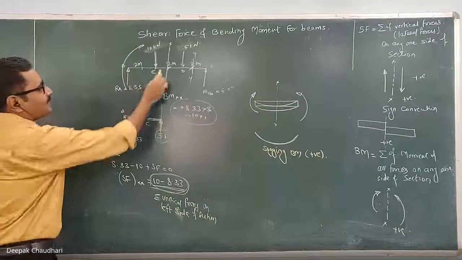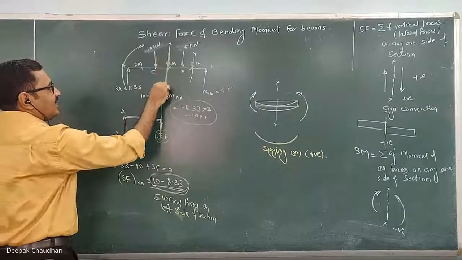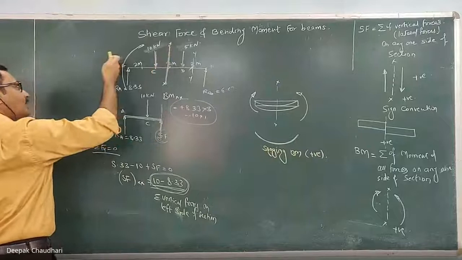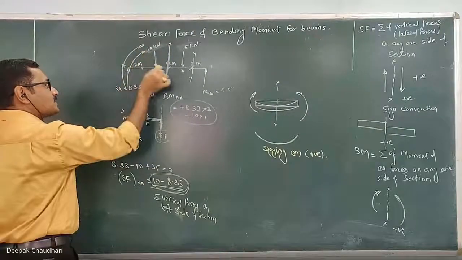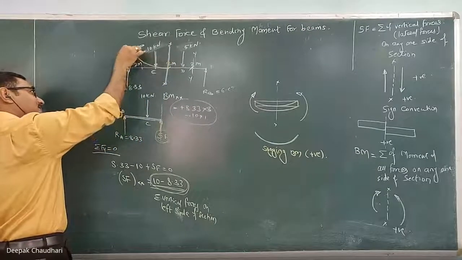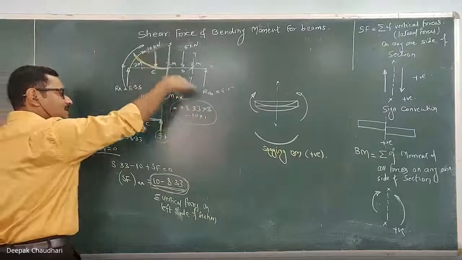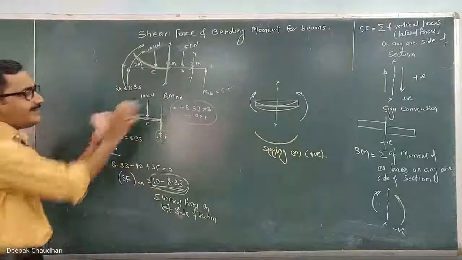Okay, you can observe that when I consider the section XX and take the moment on the left hand side, this force produces the moment like this. This force tends to rotate the beam this way. This bending moment tends to rotate the beam this way, which means it is a sagging bending moment and hence it is positive.